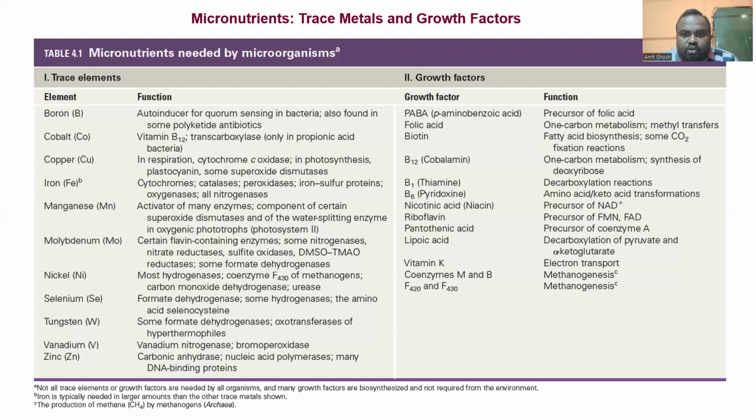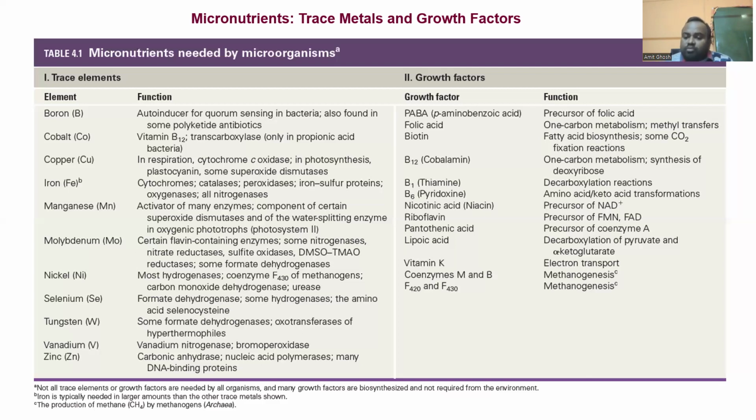And what is the role of B1? B1 is actually called thiamine. B6 is called pyridoxine. What is the role of B6? It functions in decarboxylation reactions, in amino acid or keto acid transformations. Next, the growth factor is nicotinic acid, also called niacin, a precursor of NAD+. The next is riboflavin, the precursor of FMN or FAD. Pantothenic acid, precursor of coenzyme A. Lipoic acid functions in decarboxylation of pyruvate and alpha-ketoglutarate.